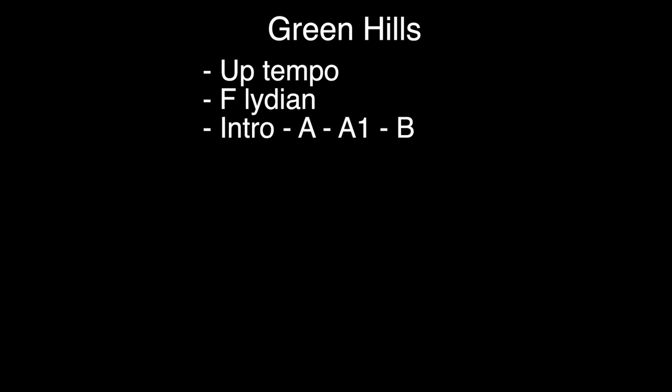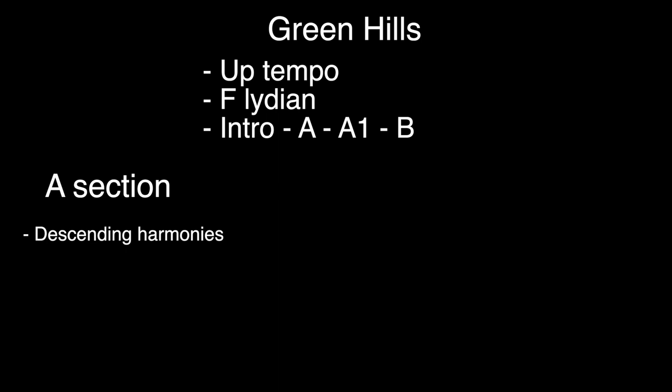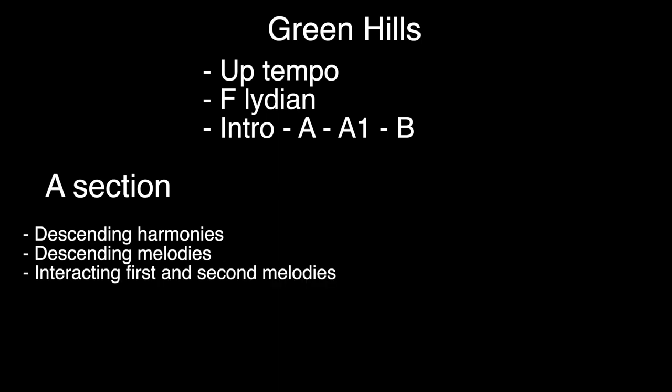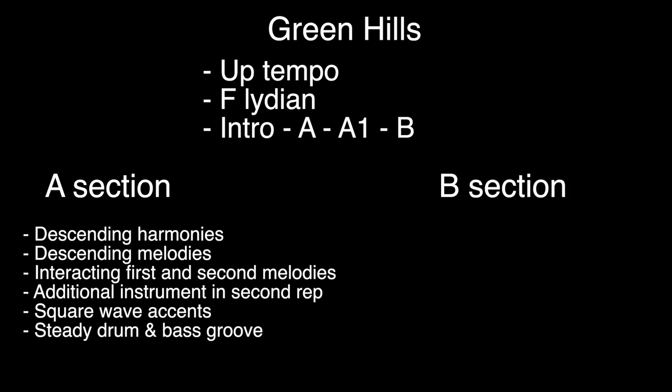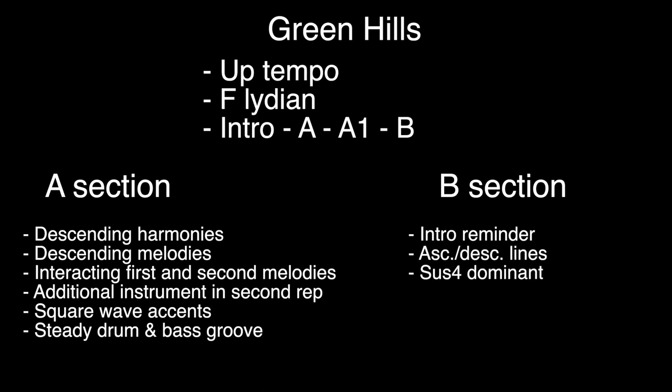So, as a short recap, we have an up-tempo track in F Lydian with an intro, an A section and a B section. For the A section, we have descending harmonies, descending melodies, interacting first and second melody, intensity building with an additional instrument in the second repetition, square wave oscillators filling in harmony and accentuating a rhythmic pattern, and a drum and bass groove that keeps things going. For the B section, we have a reminder of the intro, ascending and descending lines, and soft dominant suspended fourths with deceptive resolution.